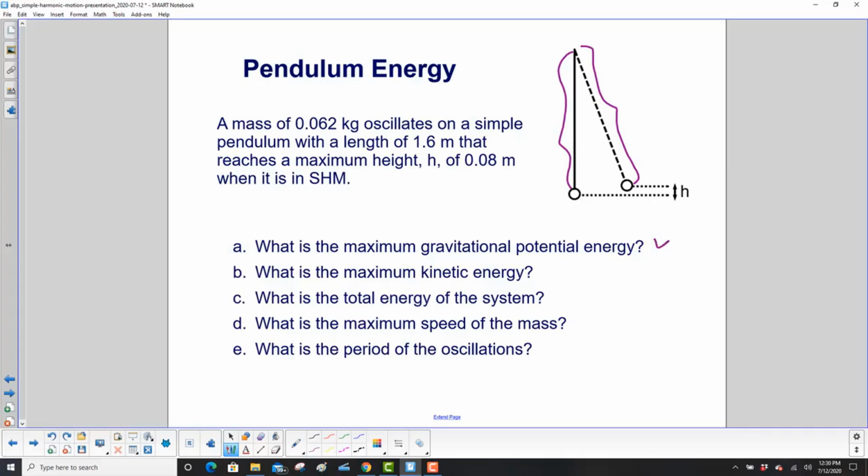What is the maximum kinetic energy? What is the total energy of the system? What is the maximum speed of the mass? And what is the period of oscillations?